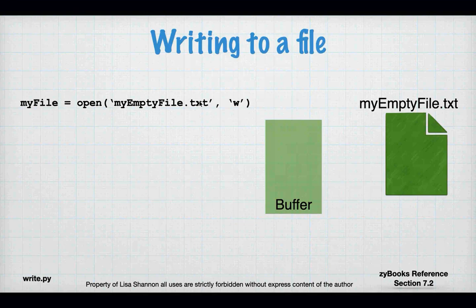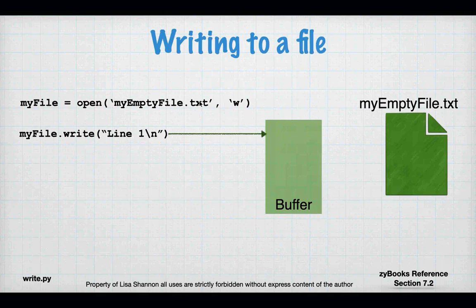Be careful with write mode, because you will erase the file, basically. If you want to read and write to a file, you want to have your mode as RW, because you can combine the modes. So I've opened a file, and I'm going to write line 1. But you'll notice that line 1 doesn't actually go to the file. It goes to this buffer.